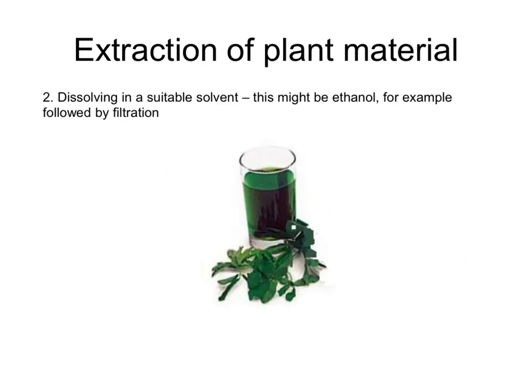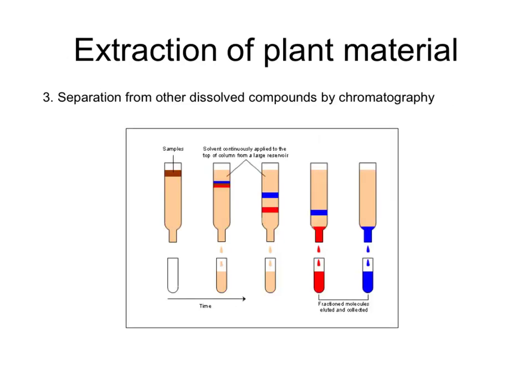The useful compound has then to be extracted by dissolving in water or another suitable solvent like alcohol, followed by filtering off all the plant material. And then that active ingredient has to be separated from the other ingredients which are dissolved in the mixture by a method such as chromatography. Chromatography works by these different chemicals travelling at different rates with a solvent through either a powder or through paper.